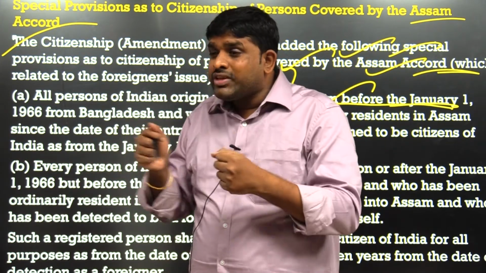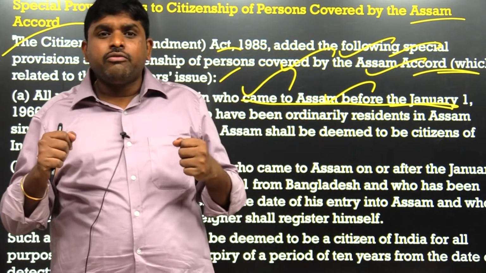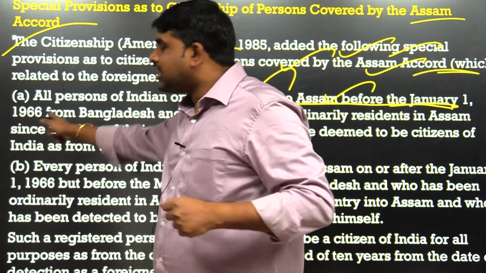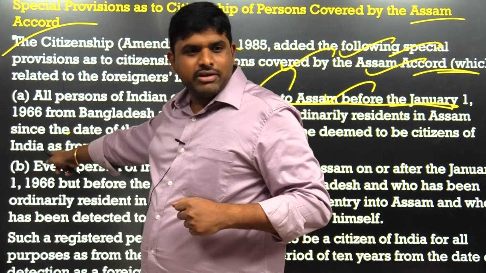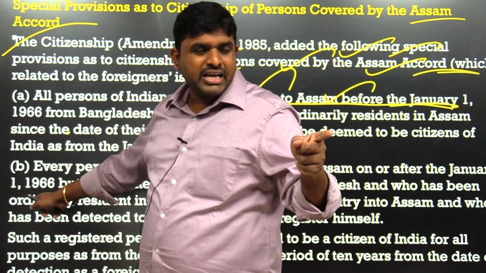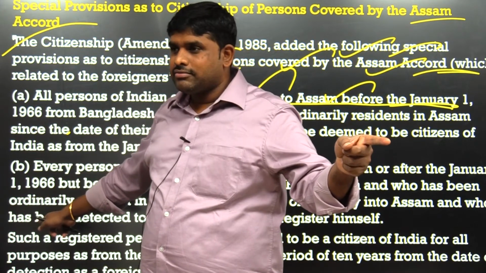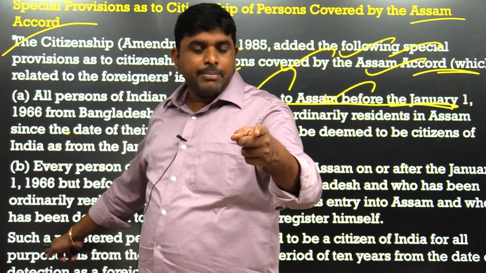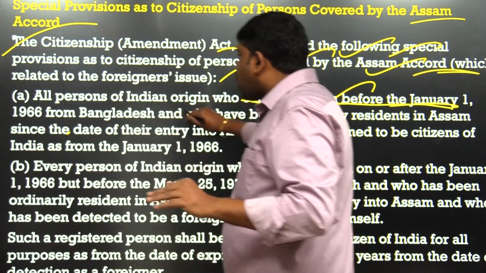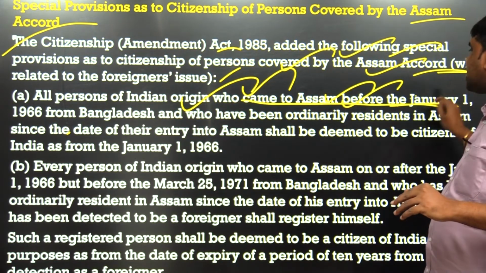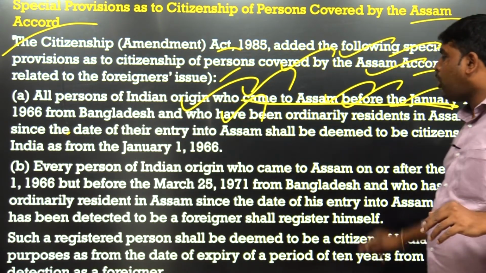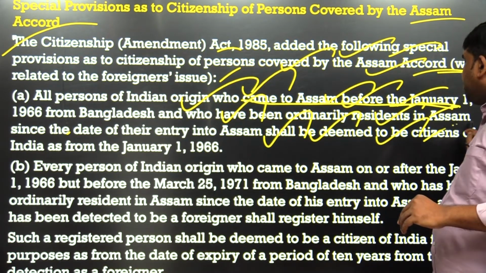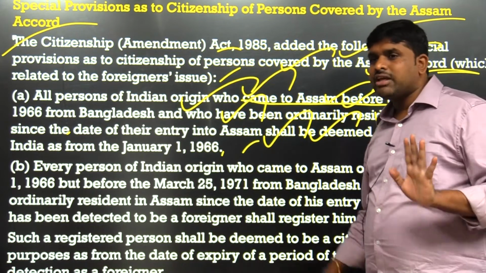So East Pakistan also. When the war is happening, because of the fear of war, the East Pakistani people came into Assam. That is the reason the cutoff date is January 1, 1966, to escape the 1965 India-Pakistan war. So all persons of Indian origin who came to Assam from Bangladesh and who have been ordinarily resident in Assam since the date of their entry into Assam shall be deemed to be citizens of India as from January 1, 1966.